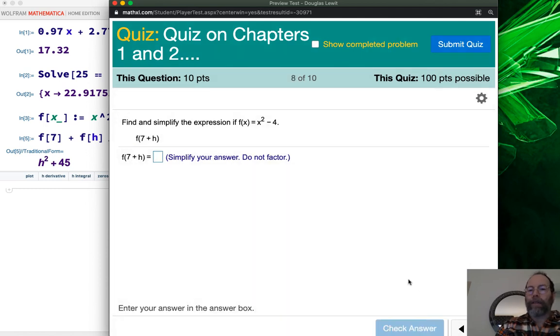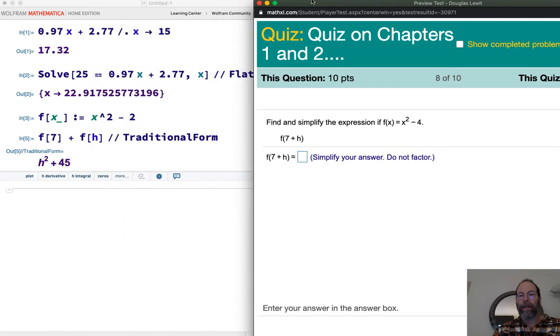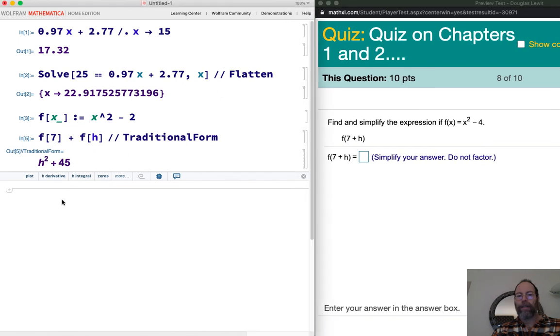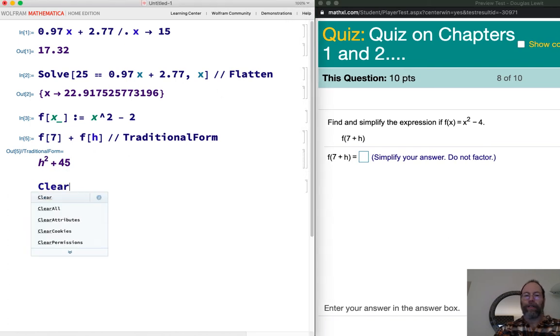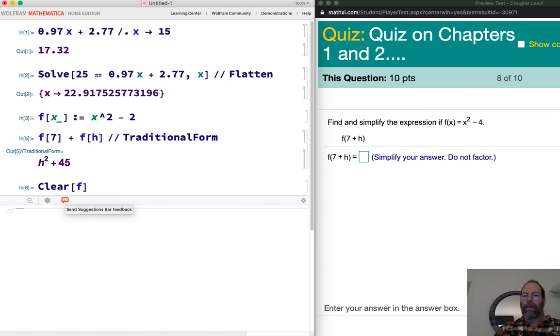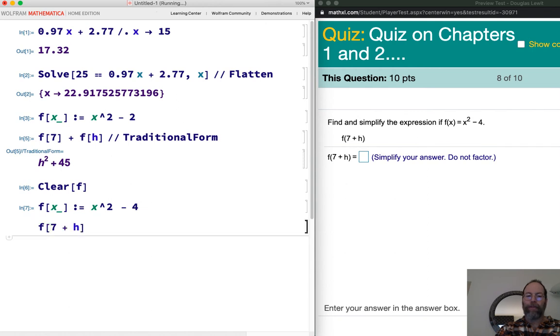And very similar, guys. So find and simplify the expression if f of x is equal to x squared minus 4. Okay, so that should be easy. Right? So clear. f of x is equal to x squared minus 4. So f of 7 plus h.